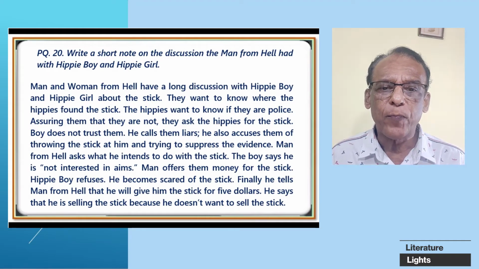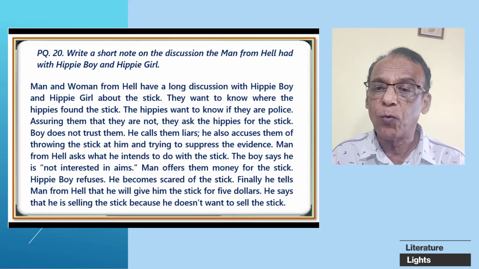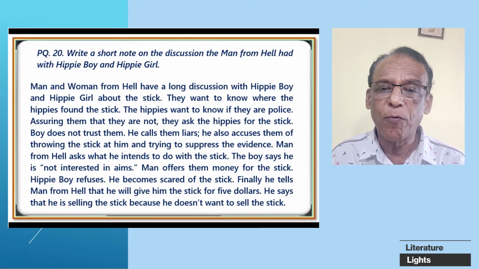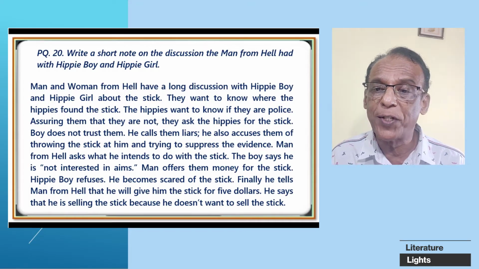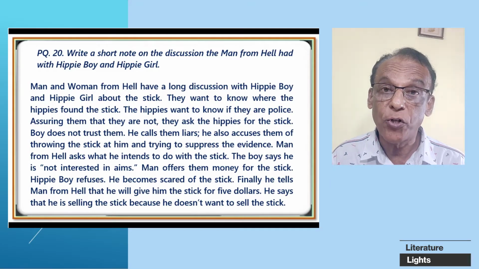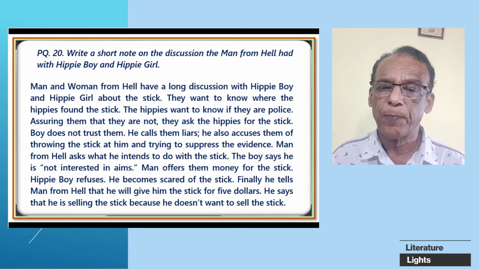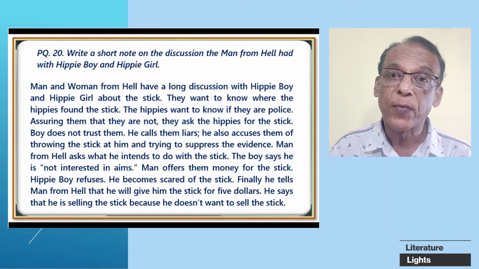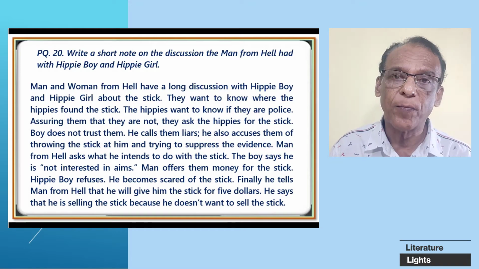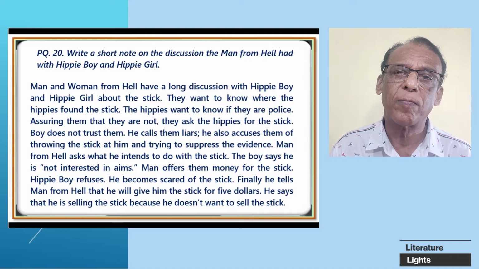Question number 20. Write a short note on the discussion the man from hell had with the hippie boy and hippie girl. Man and woman from hell have a long discussion with the hippie boy and hippie girl about the stick. They want to know where the hippies found the stick. The hippies want to know if they are police, and they assure them that they are not police. They ask the hippies for the stick.